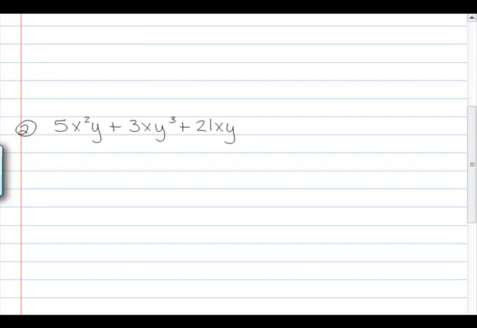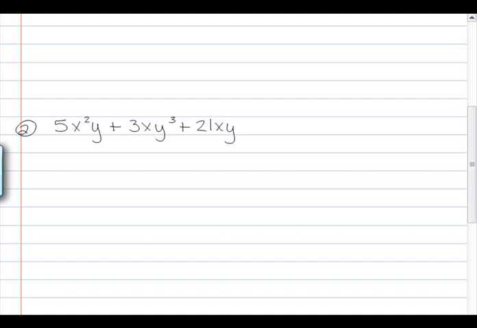So for our next example, we have 5x squared y plus 3xy cubed plus 21xy. And again, we want to look at our numbers first. We've got 5, 3, and 21. And again, remember, for something to be in common, they do have to be in common with all 3. And I know that 3 is in common with 3 and 21, but 3 does not divide 5 evenly. So there is nothing in common as far as numbers go.